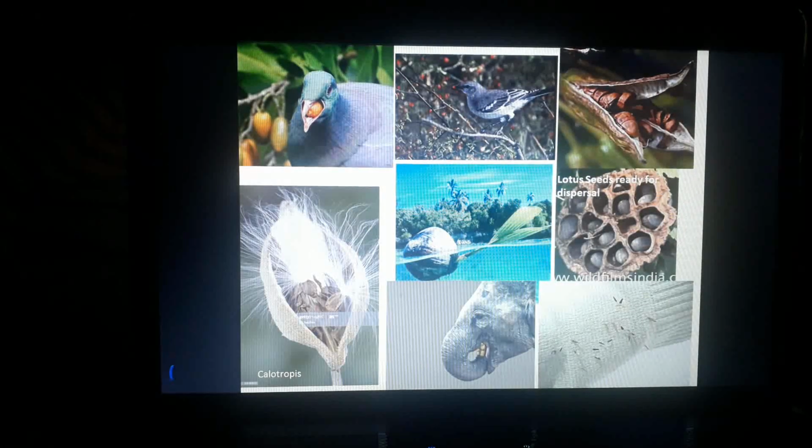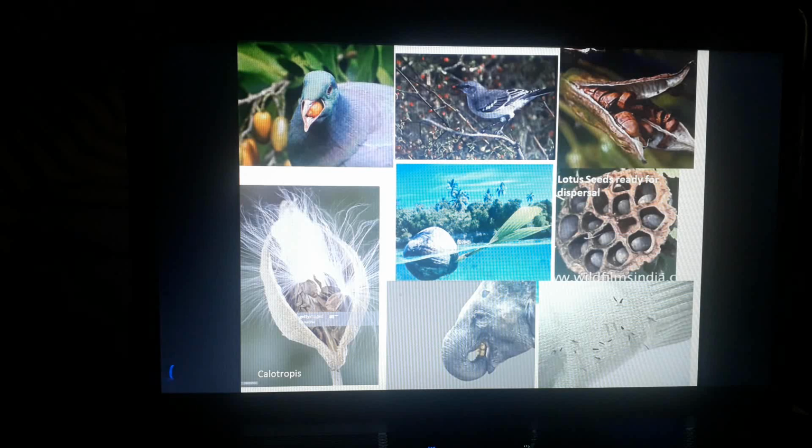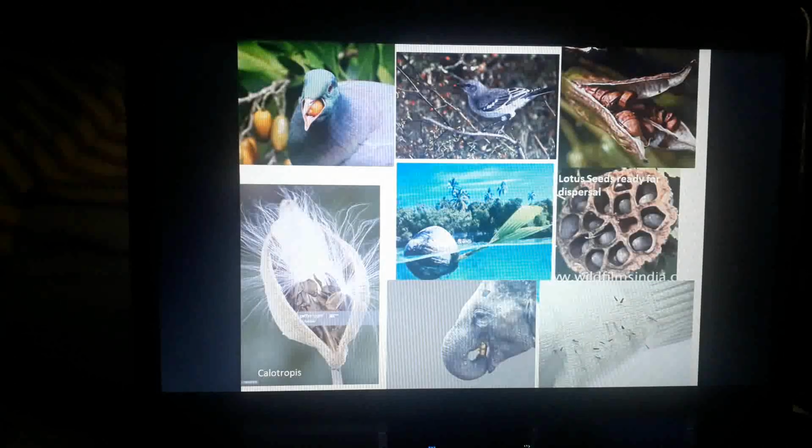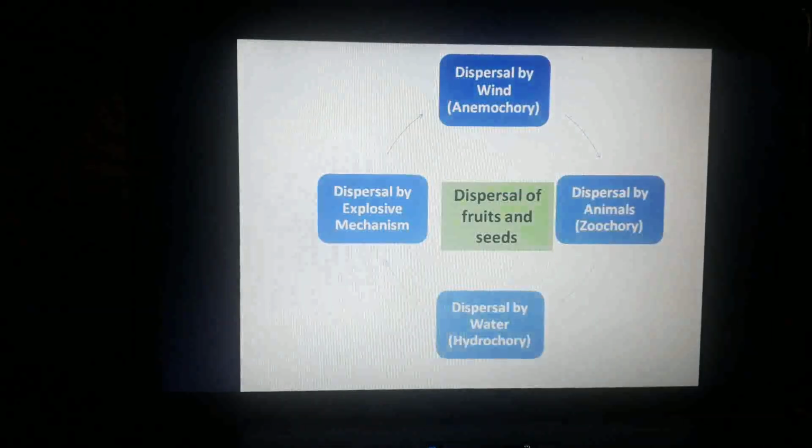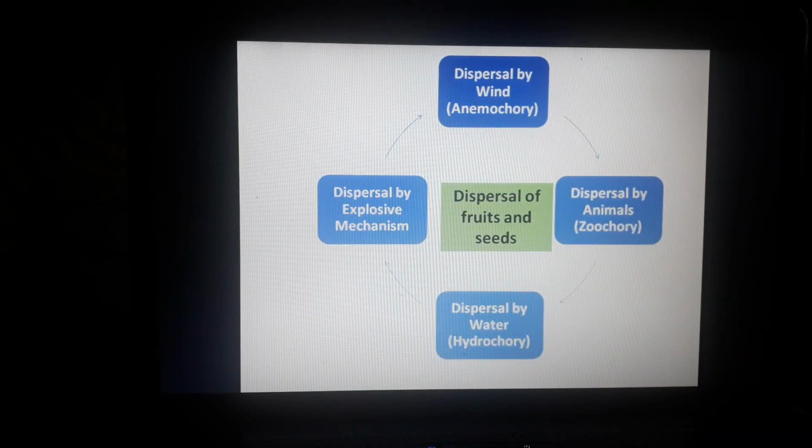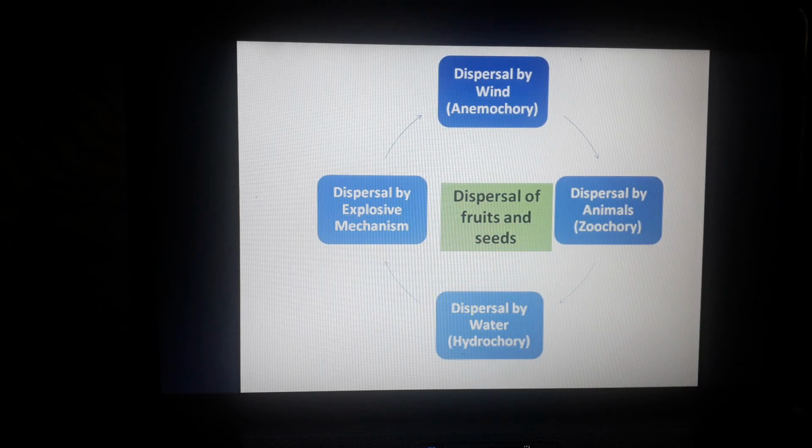This slide shows the different dispersal strategies through which the plants are distributed to the longer distances, and this slide we will discuss after completing the whole discussion. This slide shows the different types of the dispersal strategies. First is the Anemochory, which is the dispersal by wind. Then zoochory, dispersal by animals. Hydrochory, dispersal by water. And fourth is the dispersal by explosive mechanisms.